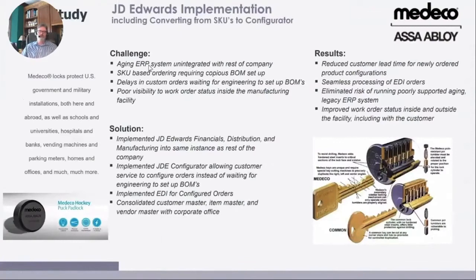So they had an old ERP system that was unintegrated with the rest of the company. It was time for replacing that. They had a SKU-based, or stock keeping unit-based, ordering process that required a lot of bill of materials setup. They had delays in the custom orders. Most things were custom, and it took engineering a while to set up bills of materials, routings, and such, and we'll go through that. They also had poor visibility of work order status. So we implemented JD Edwards, including the configurator, and we're going to tell you about that story.